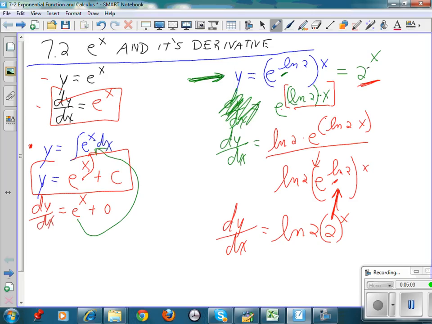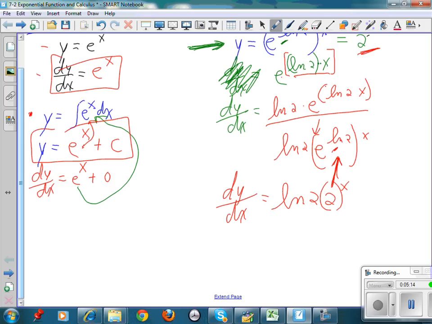This is an important result. These are the most important. From our derivation we just did, you might see that if I gave you this pair, let's do this. If I said y was equal to a to the x, a could be any number. I use 2 here, but it could be any base number. dy/dx is now equal to the natural log of a times a to the x.